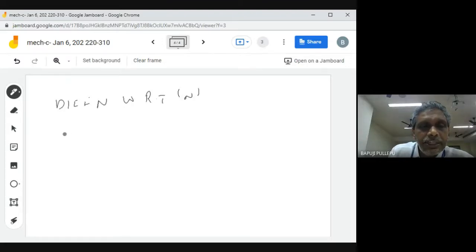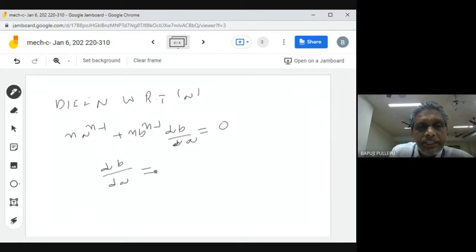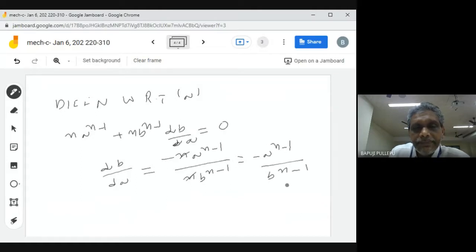With respect to a, what will you get? n a to the power of n minus 1 plus n b to the power of n minus 1 into db by da is equal to 0. From this, what will you get for db by da? Tell me. Minus n a to the power of n minus 1 divided by n b to the power of n minus 1. Can you agree? n and n cancel. So this is equal to minus a to the power of n minus 1 by b to the power of n minus 1. Are you agree? Clear?